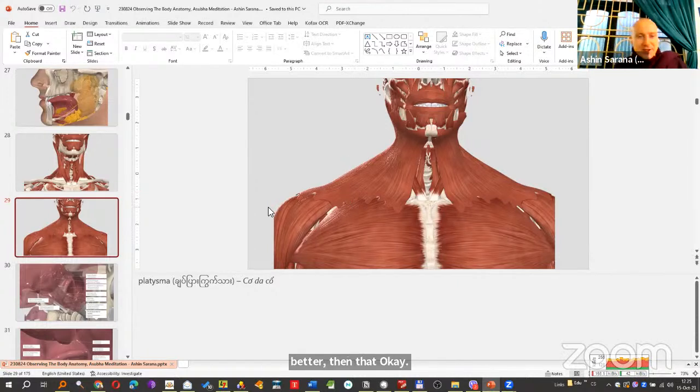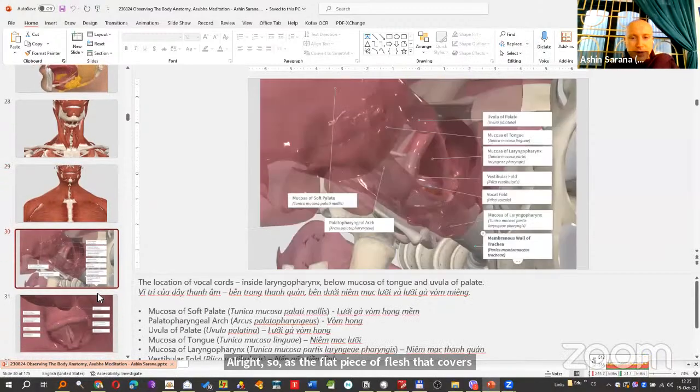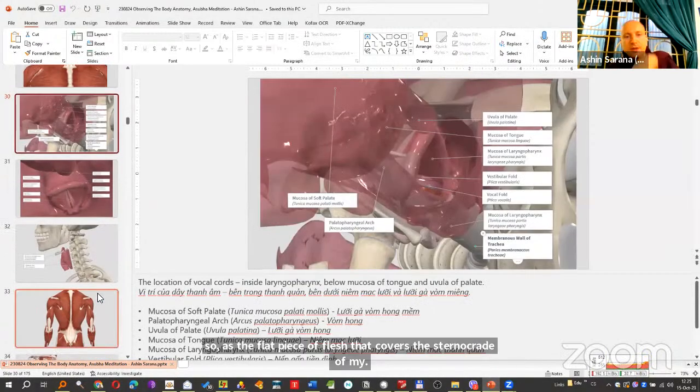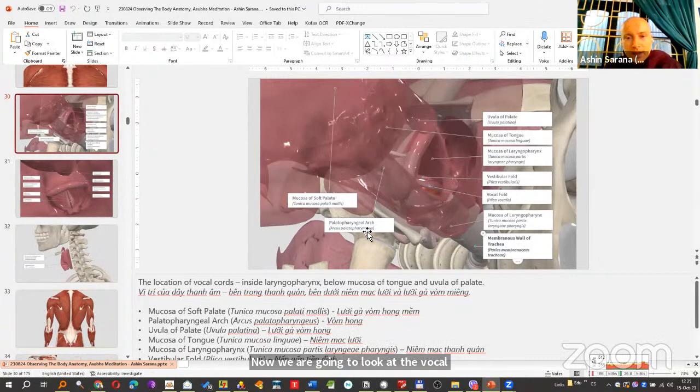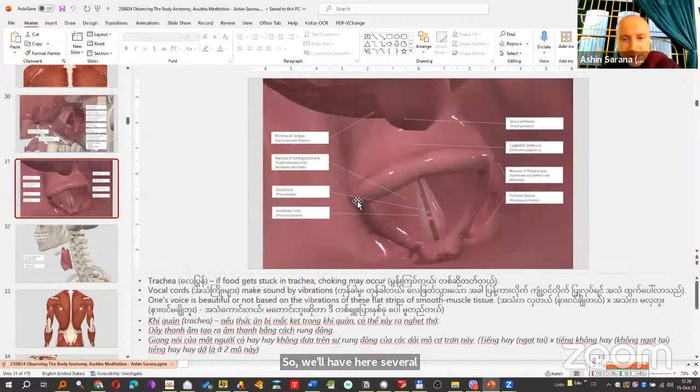All right. So platysma is the flat piece of flesh that covers the sternocleidomastoid. Now we are going to look at the vocal cords. So we will have here several pictures of vocal cords. Let's start with this one.